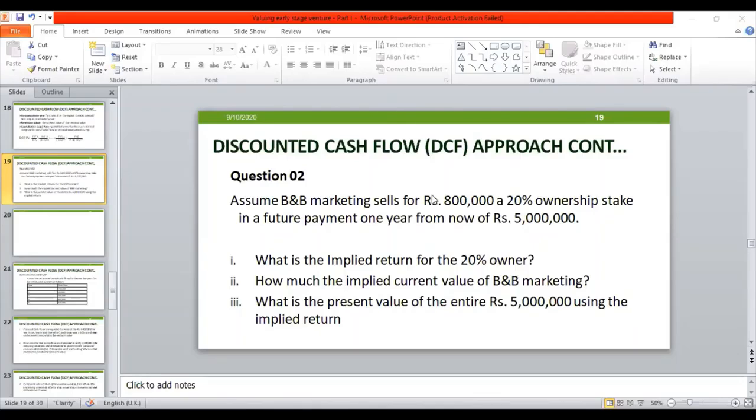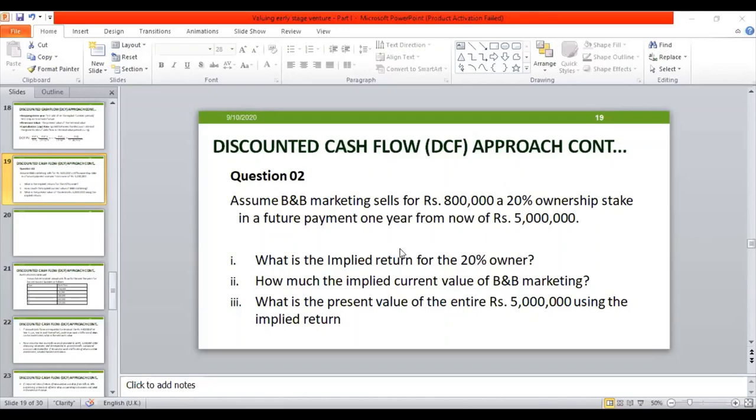Assume that BB Marketing sells 20% of the ownership stake for 800,000 rupees for future payment of 5 million. So that means you have bought a 20% ownership of this 5 million at a price of 800,000.